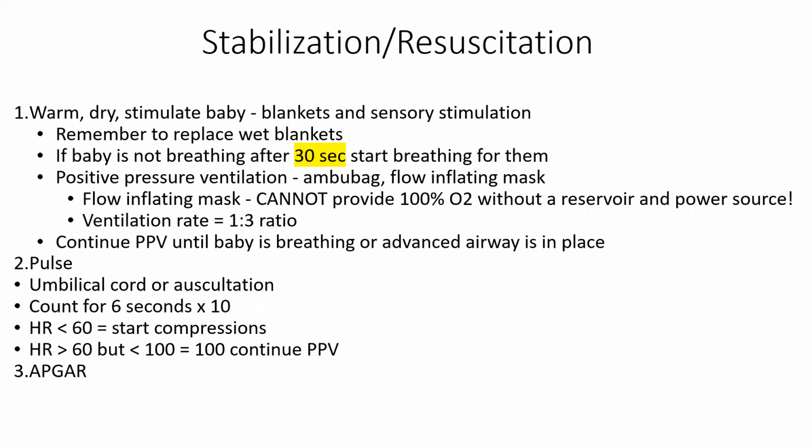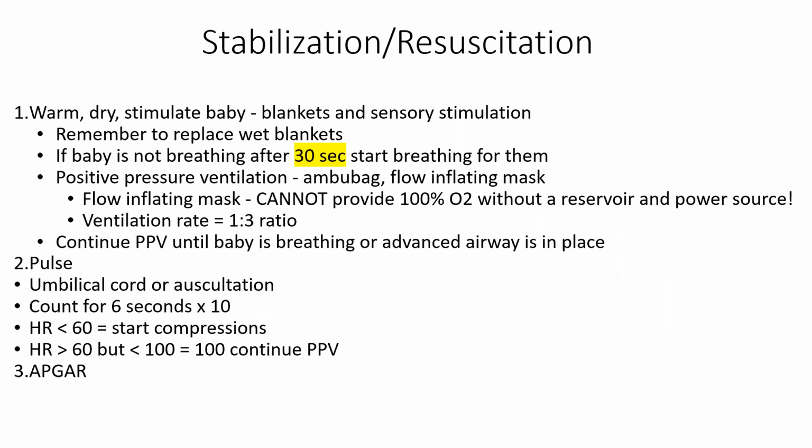Continue positive pressure ventilation until the baby is breathing or an advanced airway is in place, such as the trach. We do have the pulse here, the umbilical cord, or auscultation. A lot of times you'll see it on both. So when you're looking at a baby, it's pretty easy. The pulses are fast, so it's pretty easy to count a baby's pulse by looking, of course, when you're doing the respirations, looking at the rise of the chest.